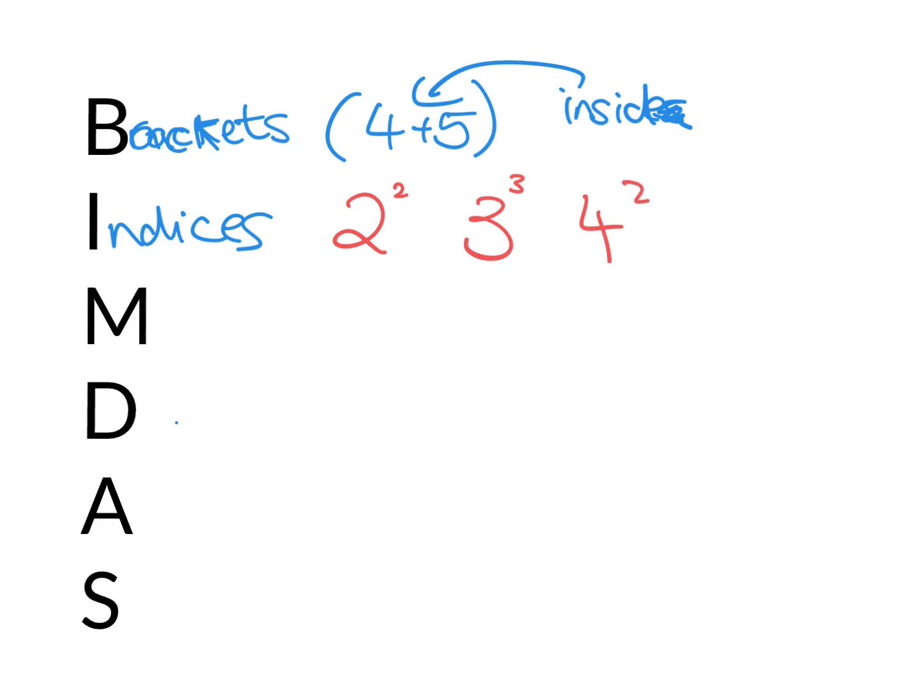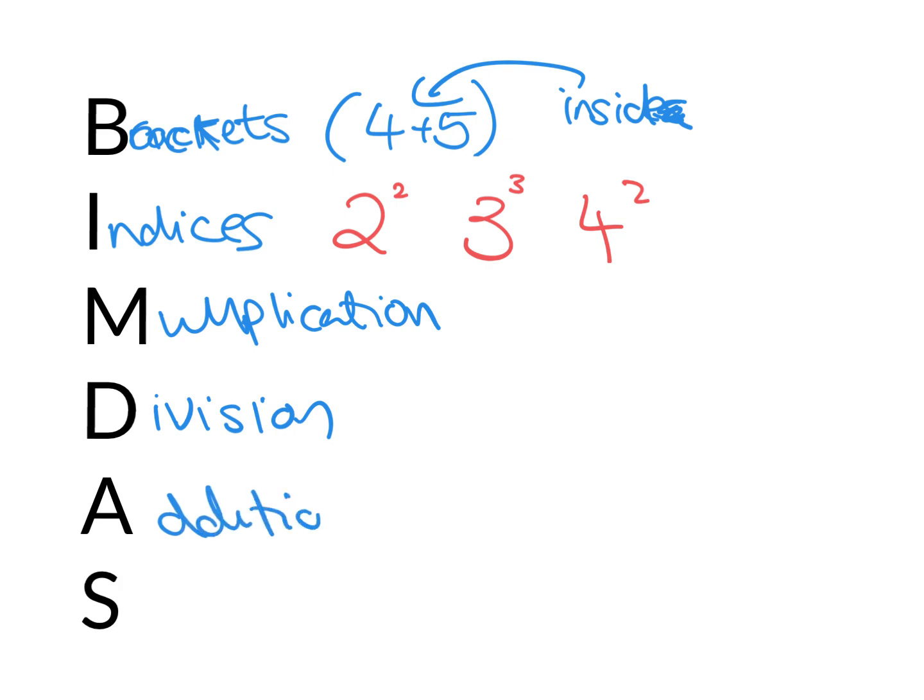The M stands for multiplication. So you've obviously been looking at that for a long time, since primary school. The D stands for division. The A stands for addition. And then last but not least, the S stands for subtraction. So I'm going to put the symbols beside these. So we've got our multiplication symbol, our division symbol, our addition symbol, and our subtraction symbol.